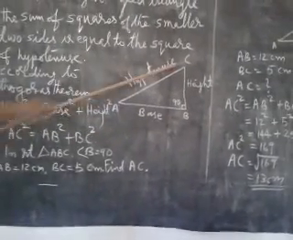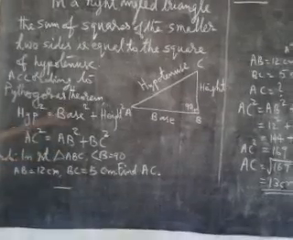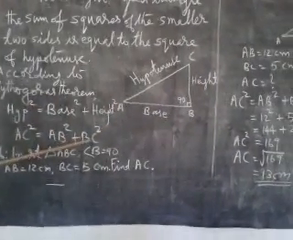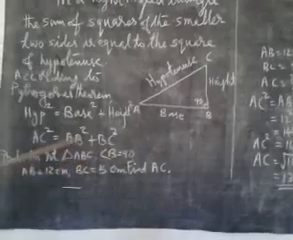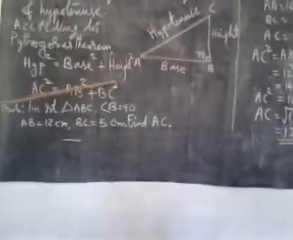Then AC is the hypotenuse, so AC square equals AB square plus BC square, where AB is the base and BC is the height. That's all about Pythagoras theorem.